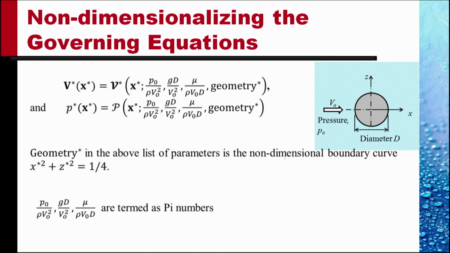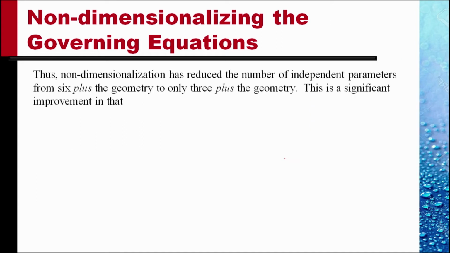These 3 independent groups of parameters, P naught divided by rho V naught square, GD by V naught square, and mu divided by rho V naught D, are termed as pi numbers. Note that these are all dimensionless. Thus, non-dimensionalization has reduced the number of independent parameters from 6 plus the geometry to only 3 plus the geometry.